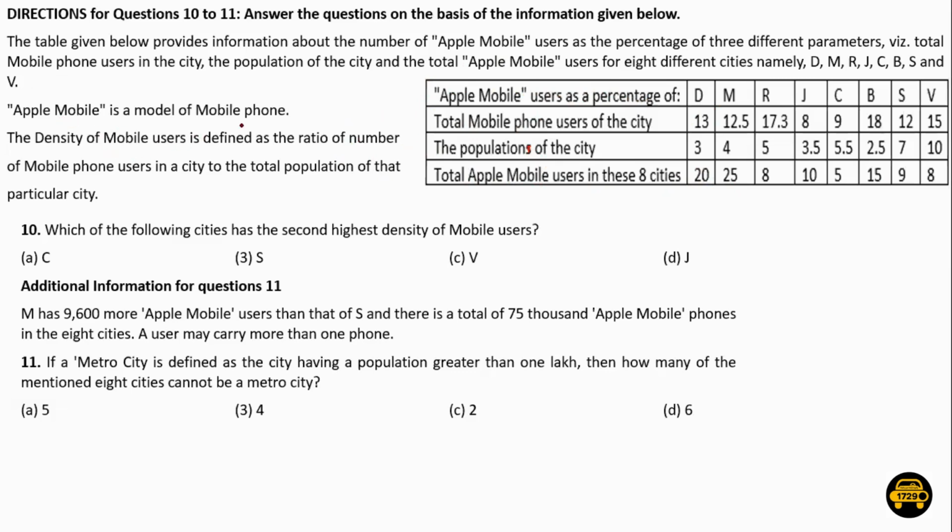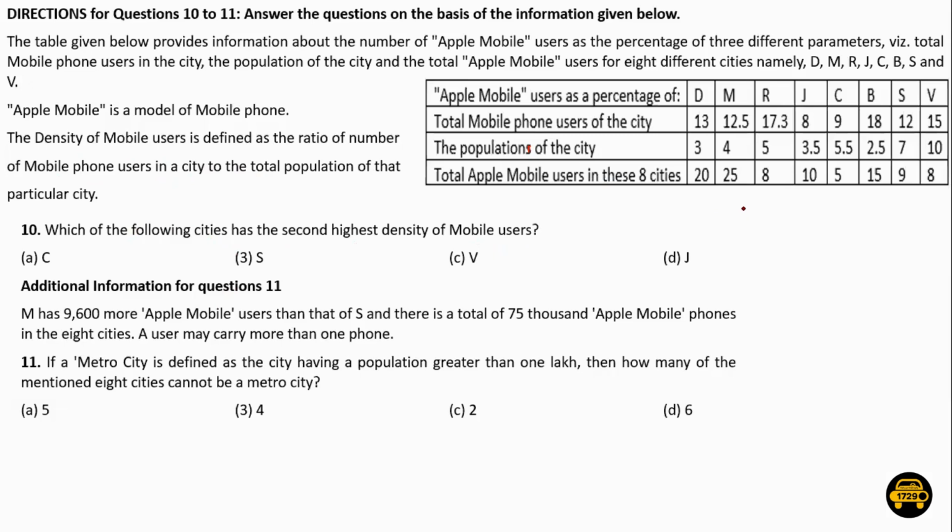Now, Apple mobile is a model of mobile phone, of course. So the density of mobile users is defined as the number of mobile phone users in a city to the total population of that particular city. Okay, so the density of mobile users, of course, is the number of people who are using mobile phones in a city divided by the total population. Now, let's have a look at the first question here. Which of the following cities has the second highest density of mobile users?